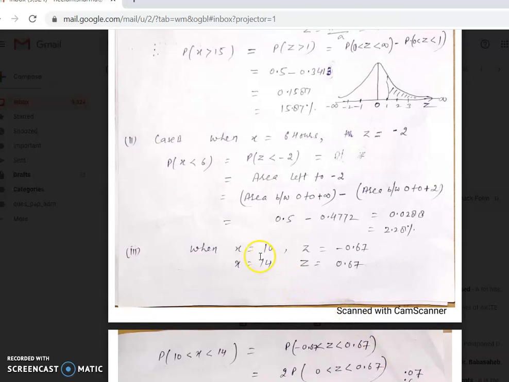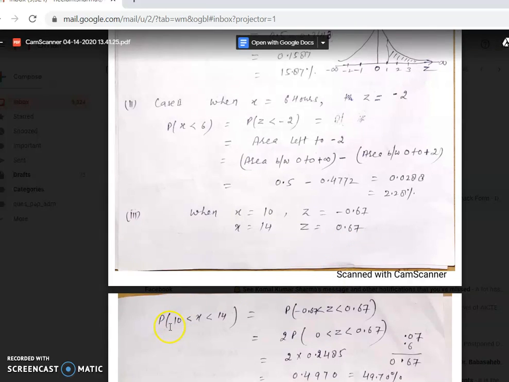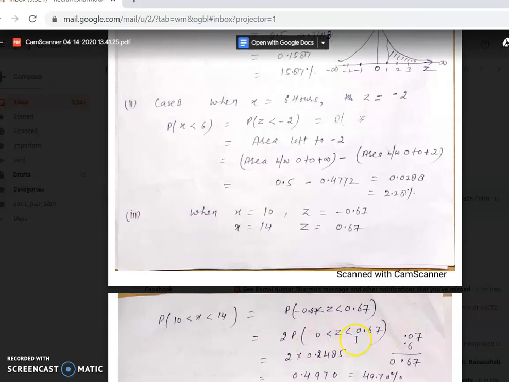Now the third point: when x equals 10, find z. When x equals 14, find z. Therefore, we have to find P(x less than 14 and greater than 10), that is, P(z less than 0.67 and greater than minus 0.67). We can write this value as 2 times P(z less than 0.67 and greater than 0). We have to find the value of z lying between 0 and 0.67.